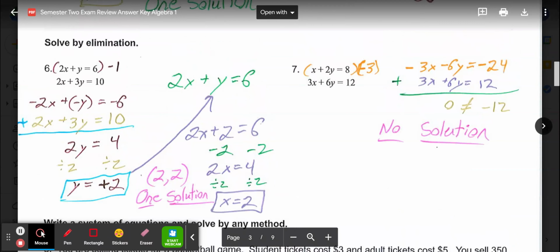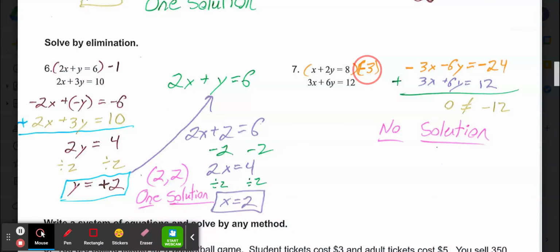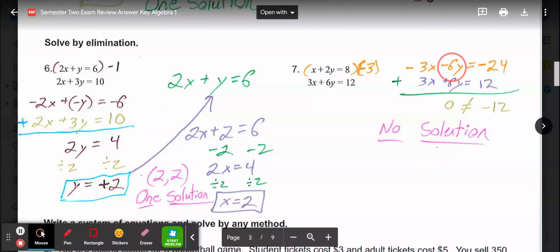In 7, multiply the top equation by -3, and we end up canceling out both the x and the y's. So I have 0 equals -12, which is not true. So in 7, we would have no solution.